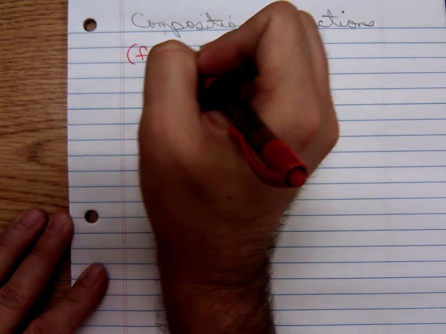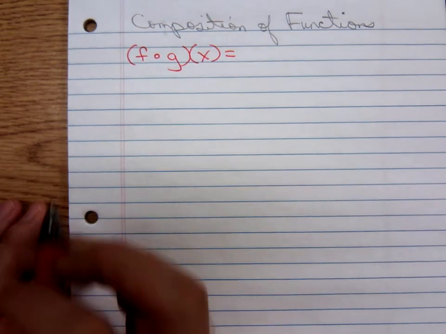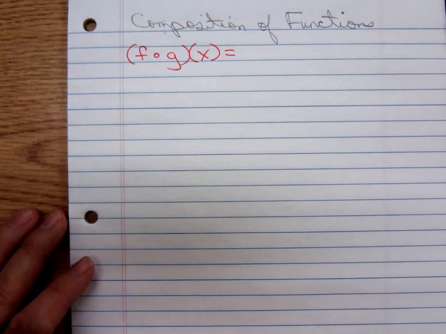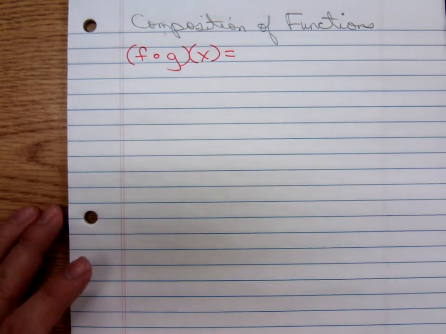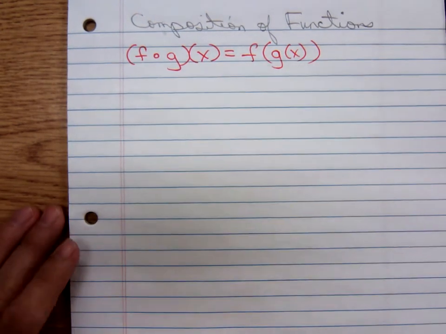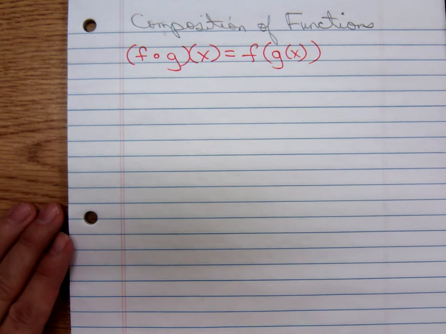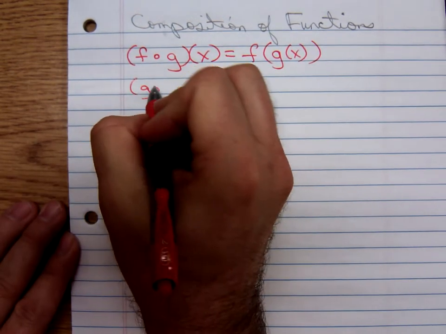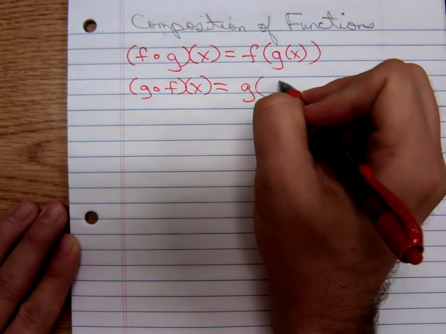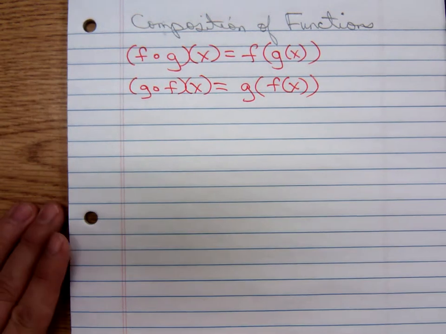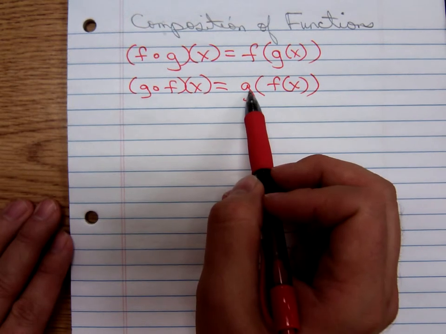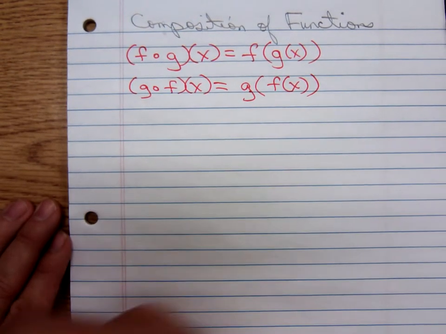F composed with G of X. Sort of looks like fog. It's a little o, for f of g of x. That's defined to be, in terms of function notation, f of g of x. And the order in which the functions are written is significant. If it had said g composed with f of x, g is on the outside and f of x is on the inside. So the first function written with the little o is the outer function. The second function is the inner function.